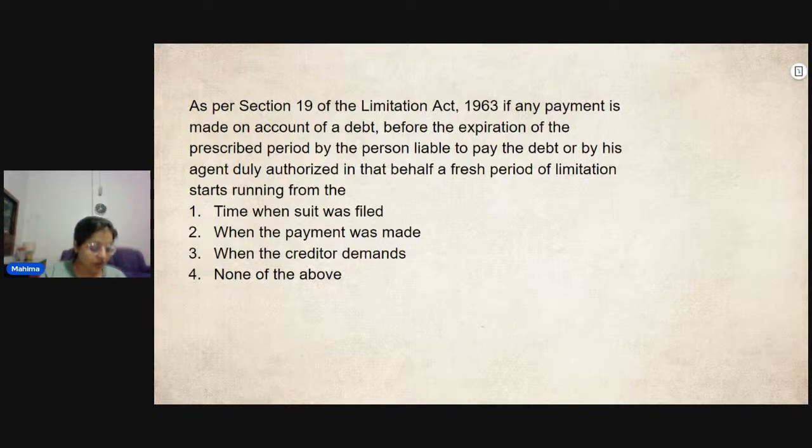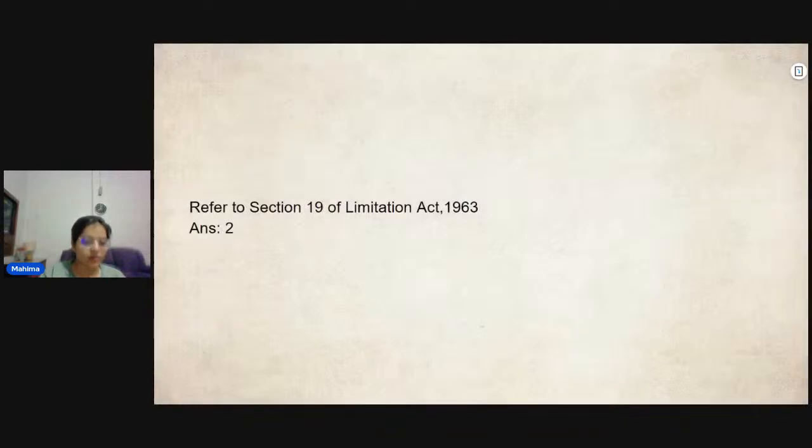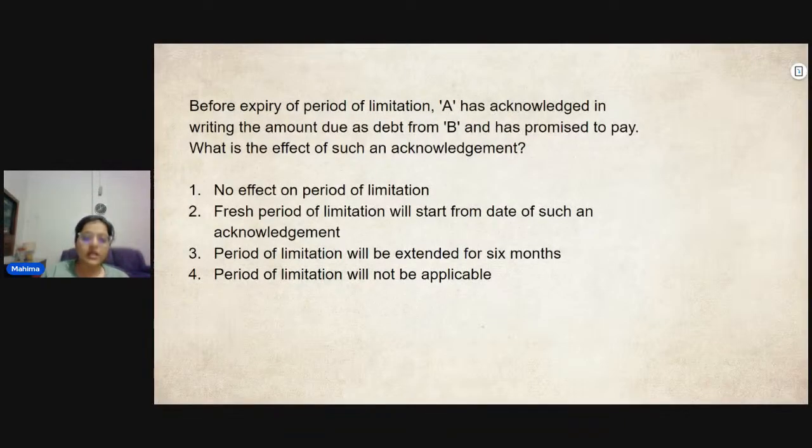Divya is saying option number B. Meda is saying option number B, and it is option number B. Yes, correct. Before expiry of the period of limitation, A has acknowledged in writing the amount due as debt from B and has promised to pay.